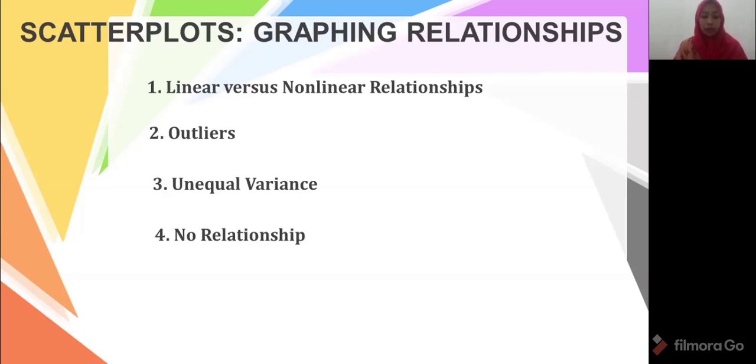Unequal variance. Occasionally, there is a clear relationship between two variables, but the variance of the dependent variable depends on the value of the explanatory variable. No relationship. A scatter plot can provide one other useful piece of information: it can indicate that there is no relationship between a pair of variables, at least none worth pursuing. This is usually the case when the scatter plot appears as a shapeless form of points.